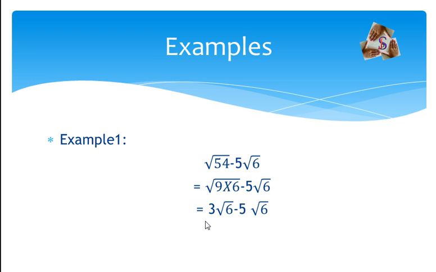So root 9 is 3. So it is 3 root 6 minus 5 root 6. That is, we will now combine the coefficients together and write it with their radical. So it's 3 minus 5 root 6. That is minus 2 root 6.